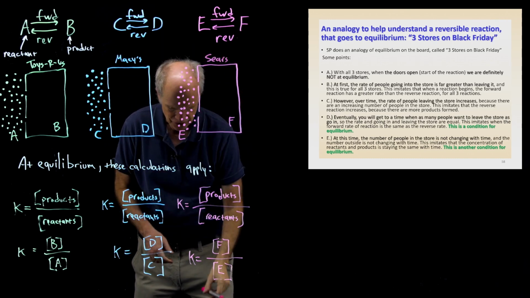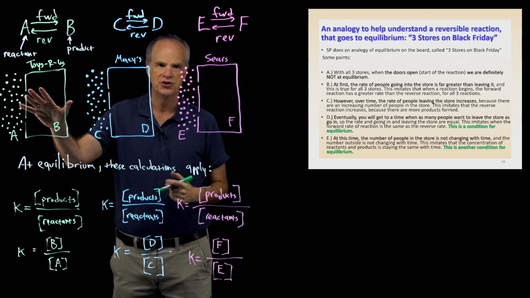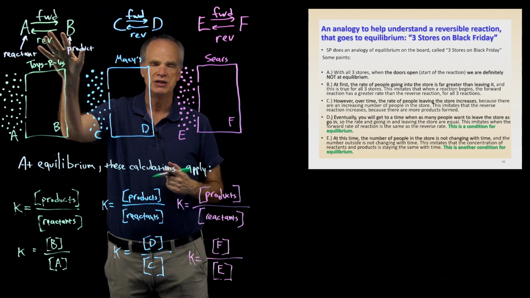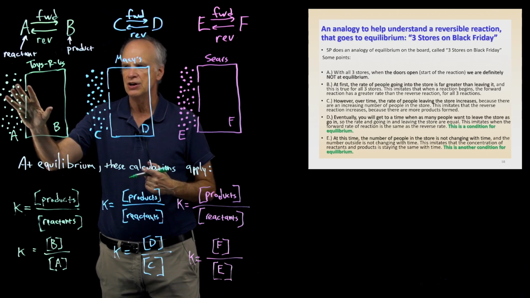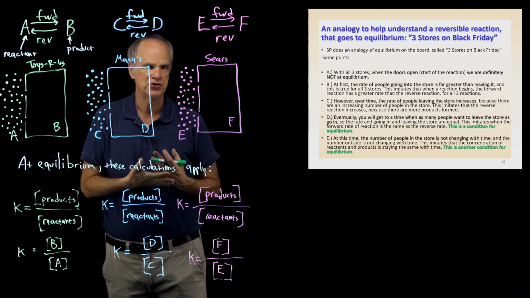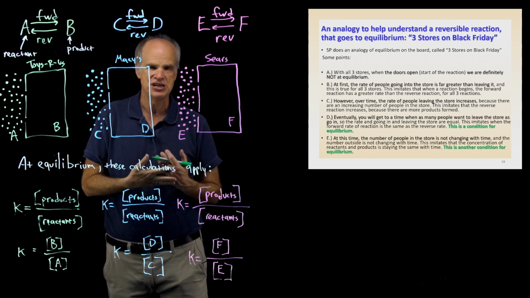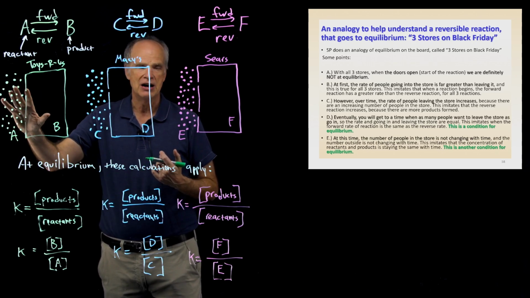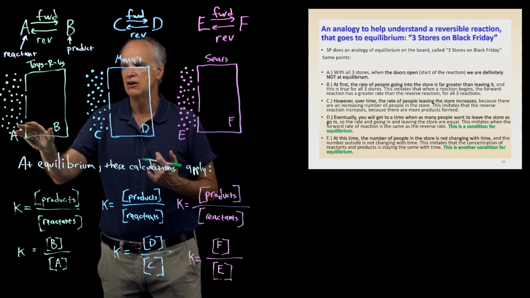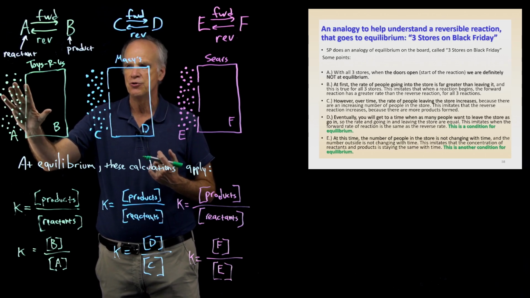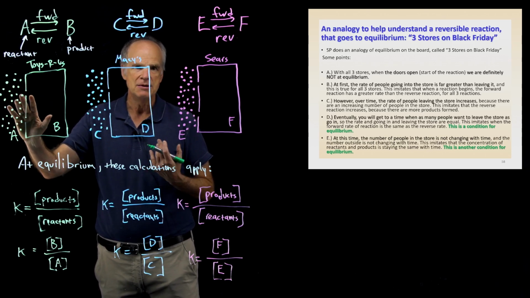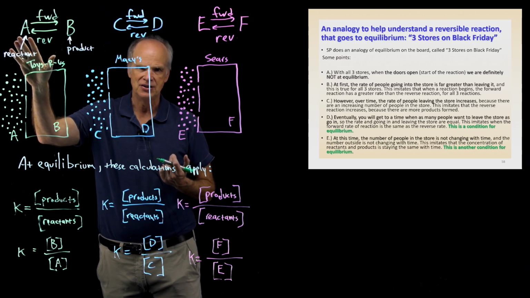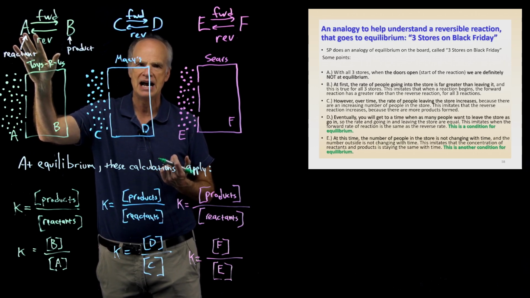Okay. So let's look at this first analogy here, of this first reaction between A and B. Here we have all these people outside the stores. They all desperately want cheap toys. All these 100 people are outside the Toys R Us store. Now, let's say it's 5:30 in the morning. That may imitate the situation where you're starting out with all reactant. And so that would be the beginning of the reaction.